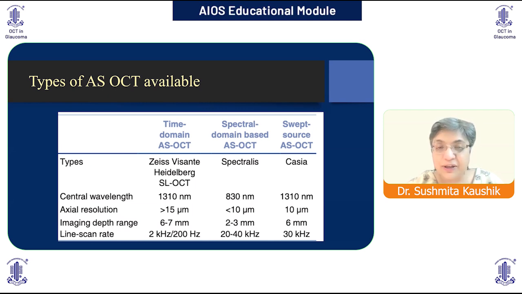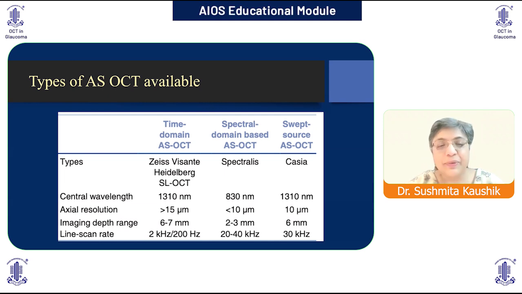The wavelengths differ. The spectral domain has the least, and the time domain and swept source are similar at 1310 nanometers. The axial resolution is very good in time domain, spectral domain and swept source, but the spectral domain has the least value, which means you can pick up minute tissue structures better with a spectral domain OCT. The imaging depth range is similar in the time domain and swept source, but it's very small in the spectral domain, which is why for glaucoma it gets a little more cumbersome.